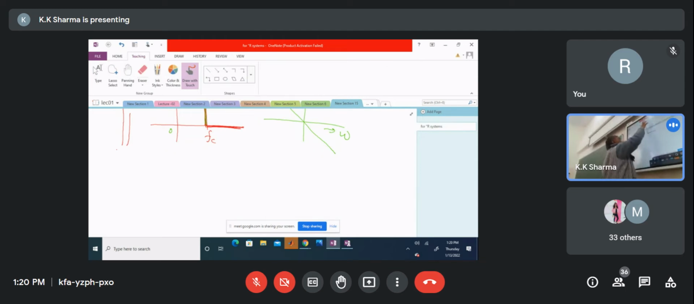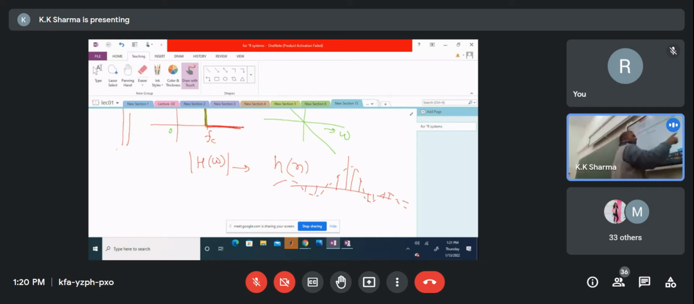Because, given this H of omega, if you find out the impulse response using, of course, the phase function, then typically this will be a sinc response kind of thing. Ideally, this must be familiar to you. It will be a sinc function.